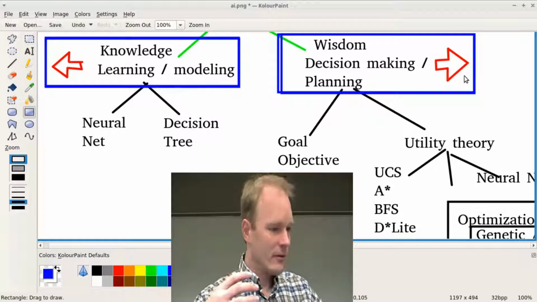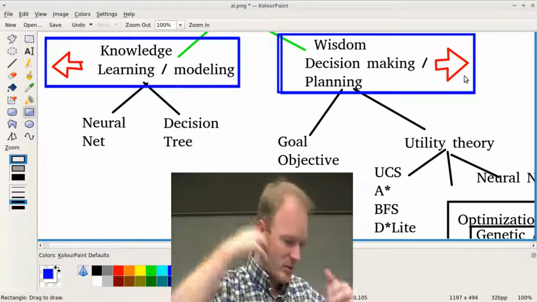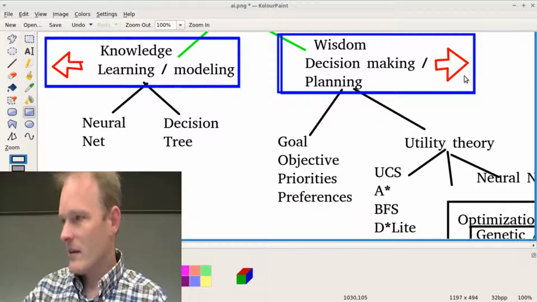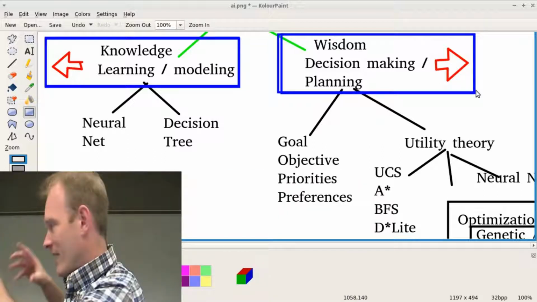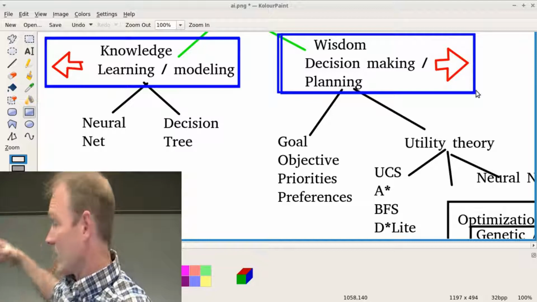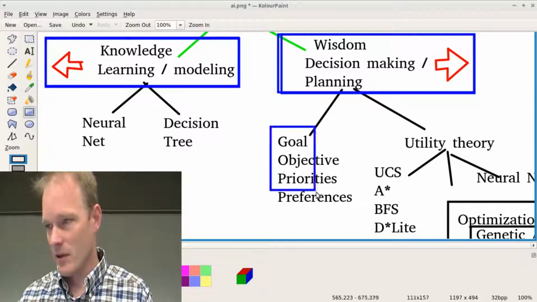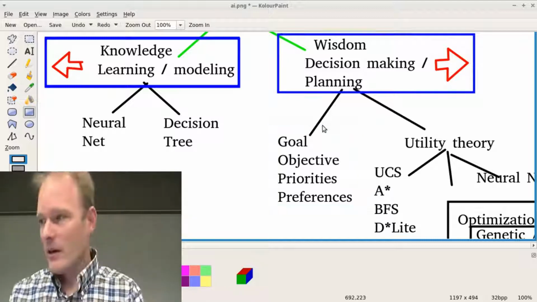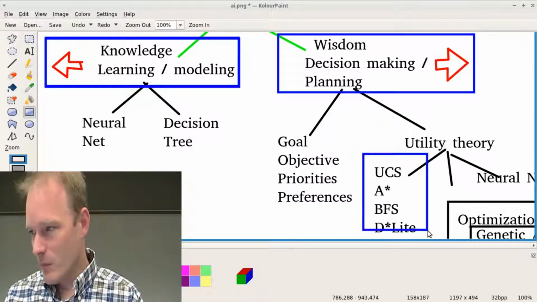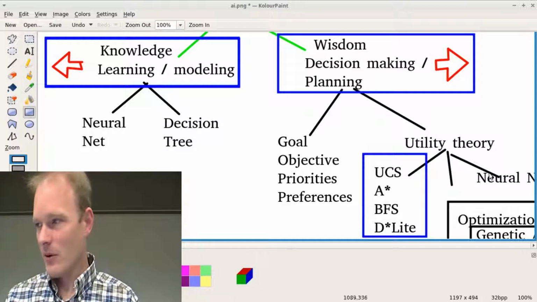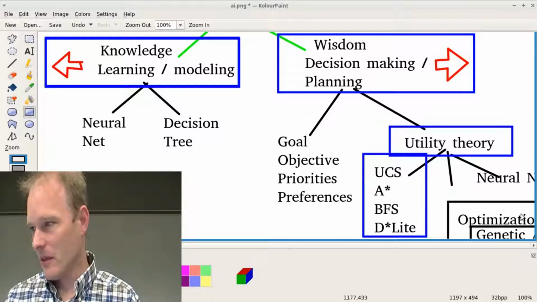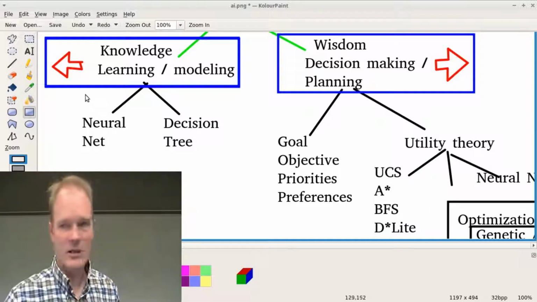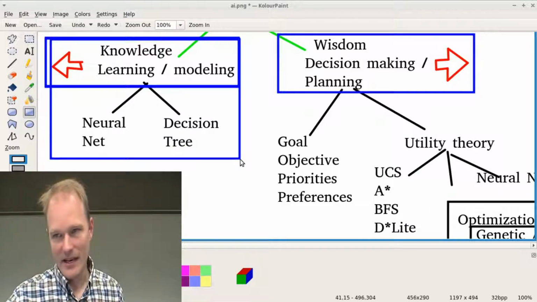Because if we have a model that's well refined and is able to anticipate what happens, then we can experiment and search for a path through the things that might happen to find the thing that's going to maximize our goal, objectives, priorities, preferences, and so forth. Okay, we've studied a lot of tools that are really good for planning, like these algorithms and utility theory and all of that, but we haven't studied a lot of algorithms that are really good for learning yet.